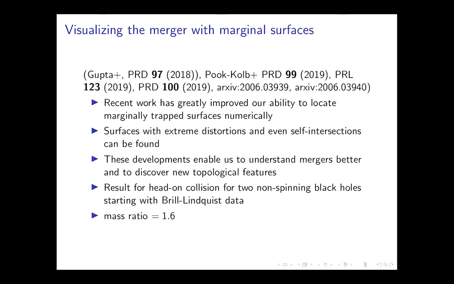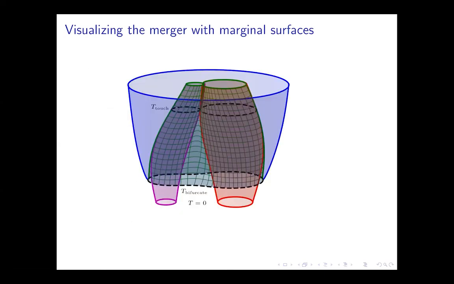So I'm just going to present an example of this. This is an example of a head-on collision for two non-spinning black holes with a modest mass ratio of 1.6, starting from a very small separation. So this tells you what the world tubes of these horizons are.